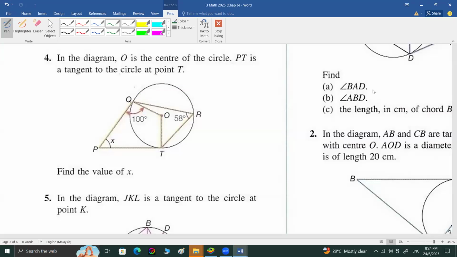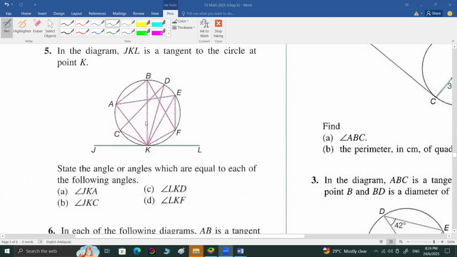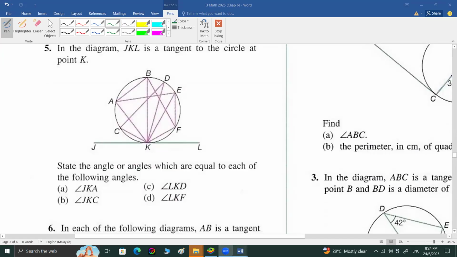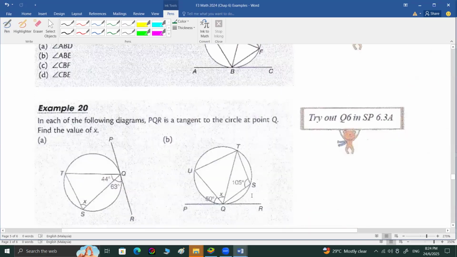Can you understand? Unless I say PT and PQ are common tangents, the answer is 64, because here 90, here 90, right? Got it, class? Can you understand that? Okay, next. This one. We come to another example.